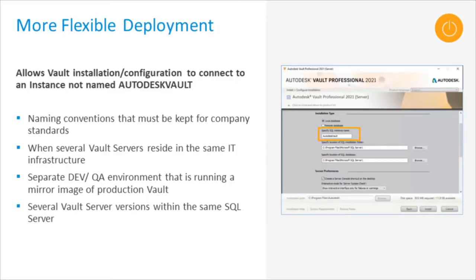Moving on to more flexible deployments. So Vault can now connect to an SQL database instance that's not named Autodesk Vault. This is something admins have been asking for several years, and it's now available. There's a few use cases. Use case one, where there's several Vault servers residing in the same IT infrastructure. Use case two, separate dev or QA environment that's running in a mirror image of the production Vault. Use case three, several Vault servers within the same SQL server. And use case four, naming conventions that must be kept for SOCs and company standards.